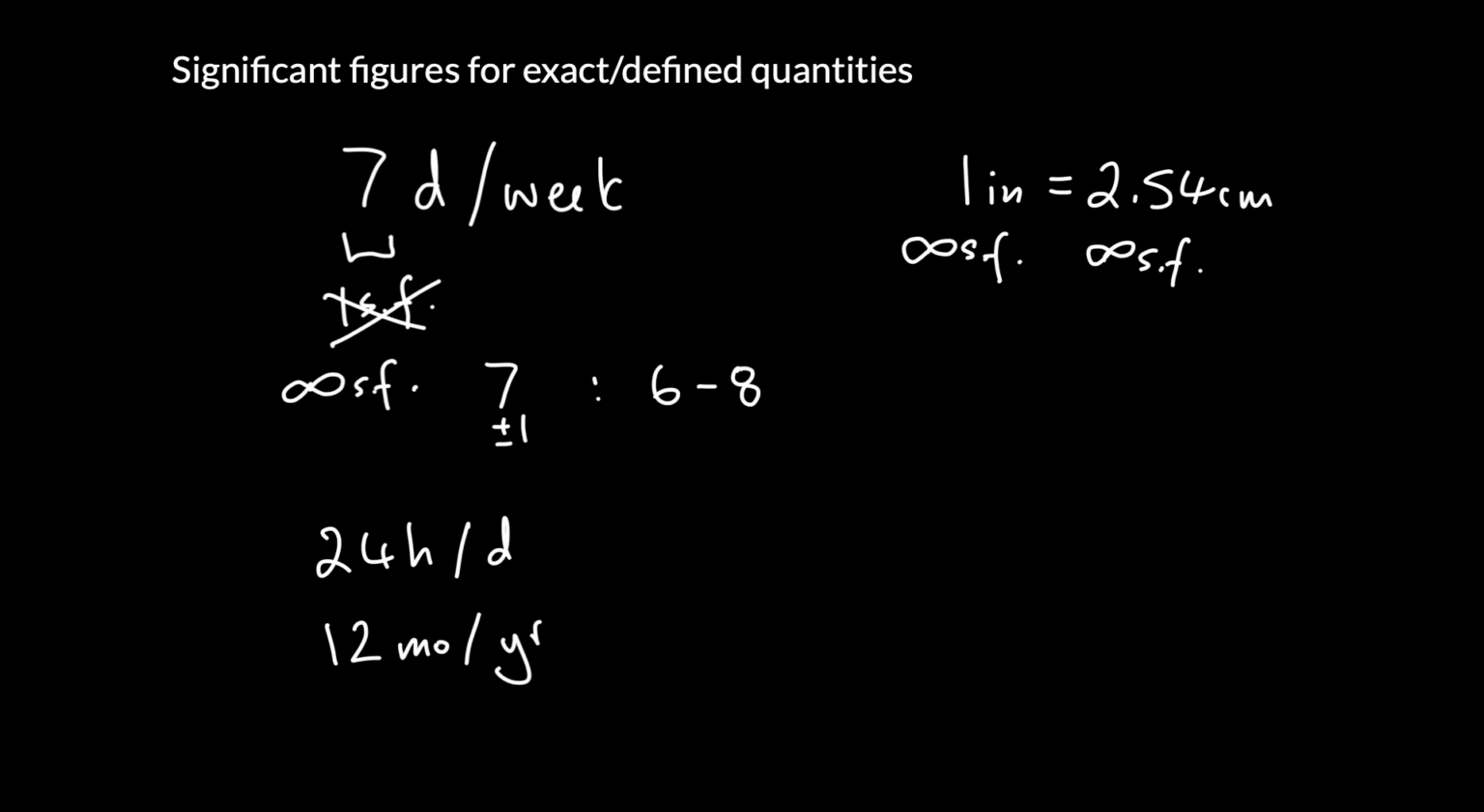So when we're doing conversions using these things here, then we have to remember that exact and defined things have no error. And so the error really just comes from whatever the error in our original measurement was.